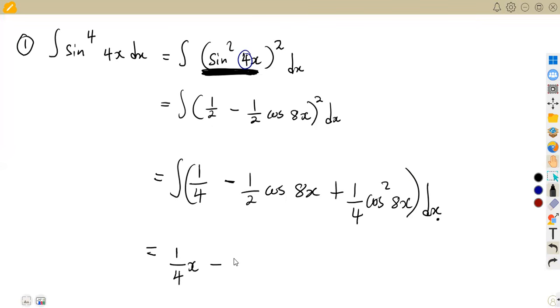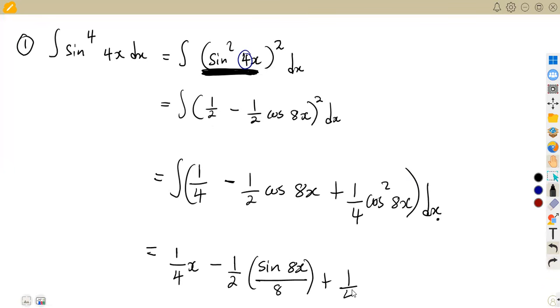Okay, minus 1 over 2, the integral of cos. Remember, cos changes to sine. So it's going to be sine 8x over the derivative of 8x, which is 8. So you're going to multiply by the 1 over 2 that is outside, okay? Plus 1 over 4. Remember, we are integrating cos squared.